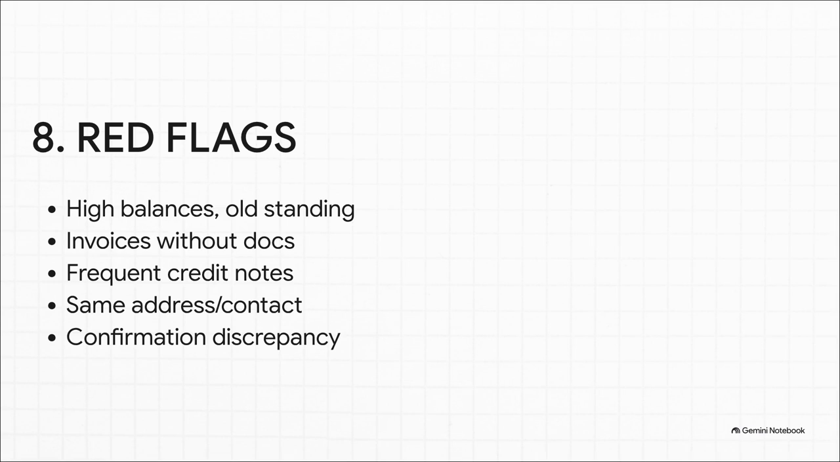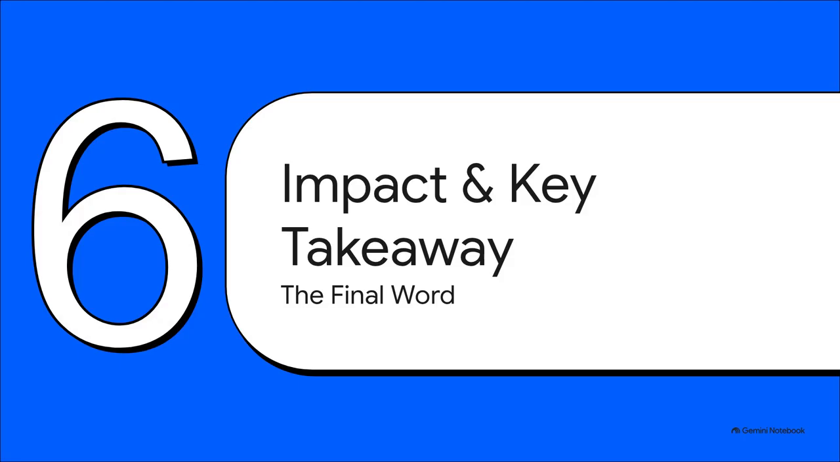Number 4, customers sharing the same address or contact info. If a vendor and a customer share a P.O. box, that is a glaring red flag for a shell company. And number 5, discrepancies in those customer confirmations we just talked about. Finally, Section 6, Impact and Key Takeaway.